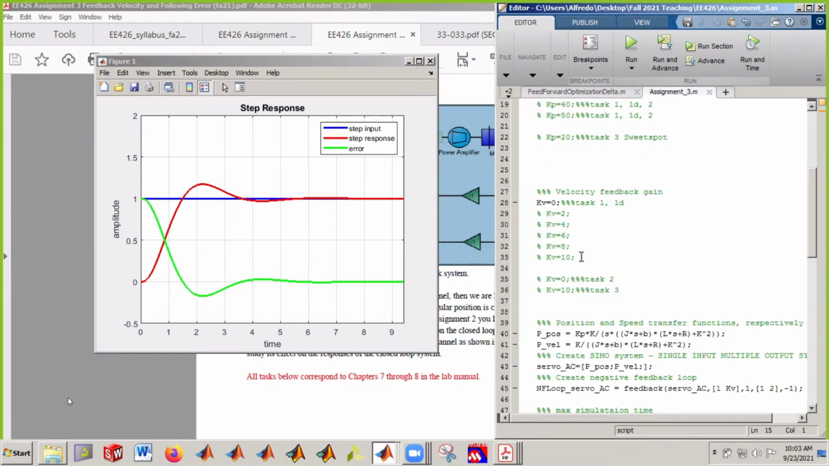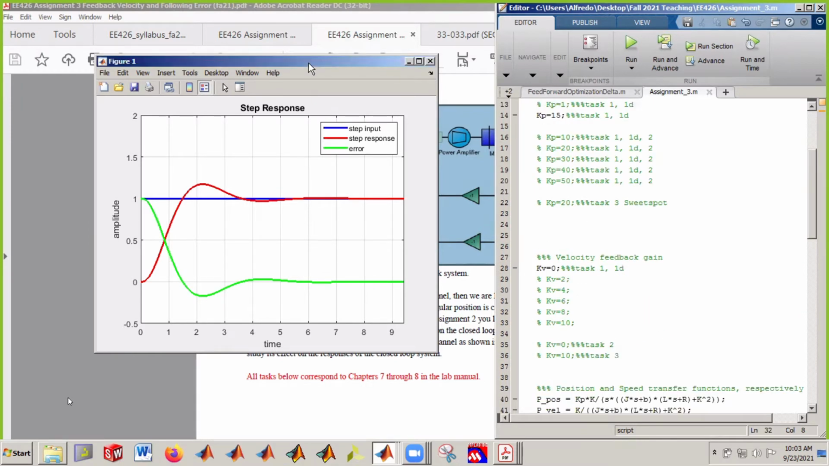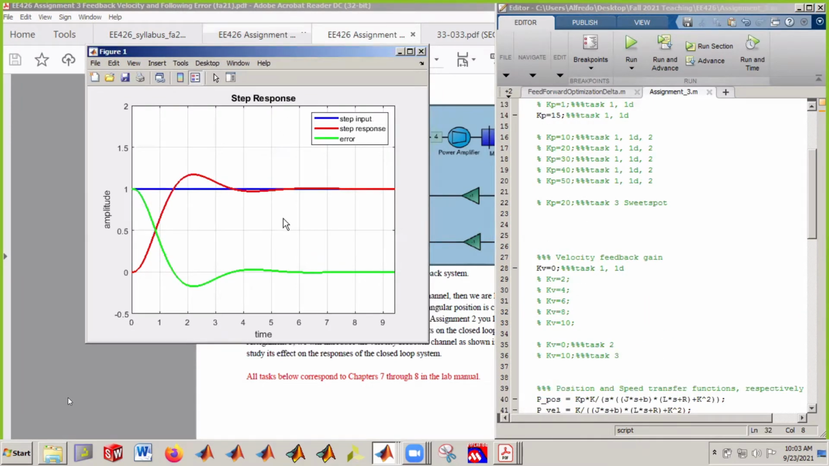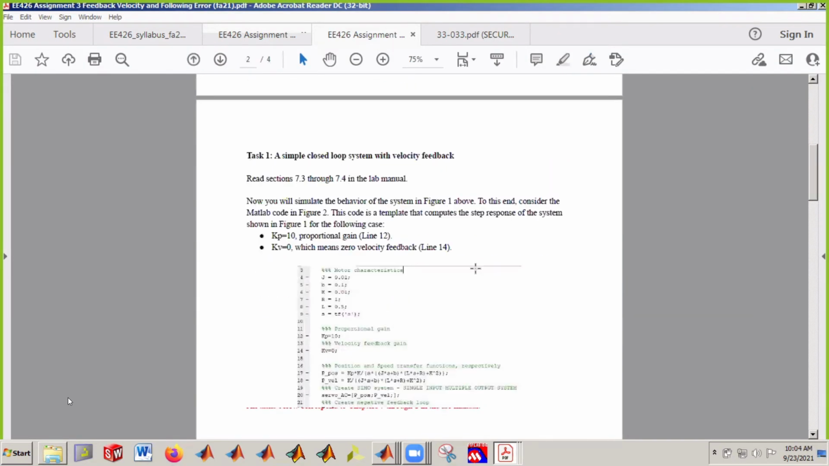This is the story. You will play around with the KV gain, and you will try to see what happens as you do that. You will also be asked to do square wave responses. Now, note that this is only the step response, but you see that the square wave response is just a combination of these steps, right? So you can do that in the assignment here. That is the story for task 1.